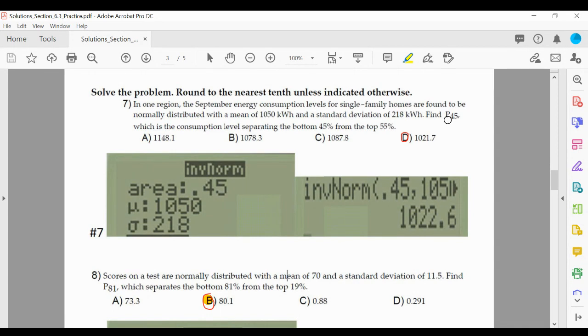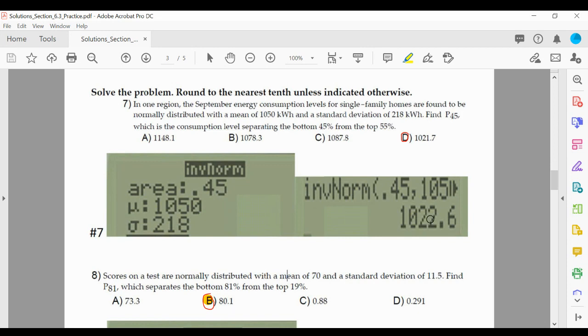So the area to the left, the bottom, is 0.45. That's the area you're interested in because the z-score, or x-score in this case, that's associated with this value at the 45th percentile is to the left. What's to the left is the area 0.45, the bottom 0.45. So you're going to the inverse norm, second function of Vars, inverse norm, put that area in, and pretty darn close, nothing really close to 100.